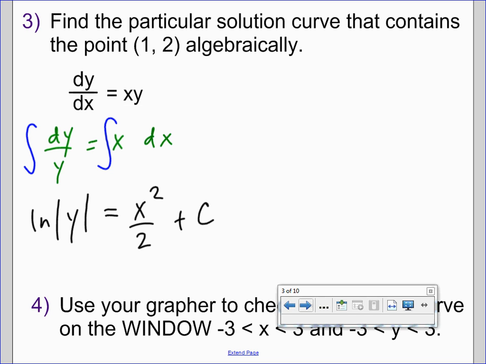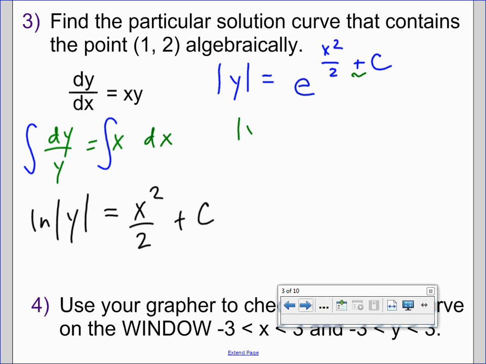So I've got natural log of absolute value of y. How do I undo natural log? Easy cheesy, e to the. And so we can go ahead and say absolute value of y is equal to e to the x squared over 2 plus c, all up in the exponent. We now can split out my sum or difference in the exponent using the properties of exponents and rewrite that as a product of powers with like bases.